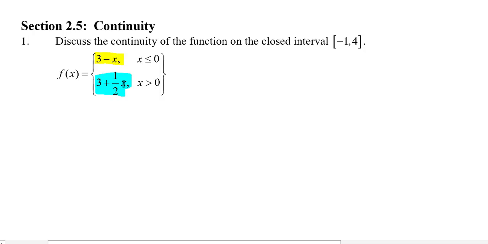I could go ahead and graph these probably faster by hand than I can using a graphing calculator. So let's just take a look at what that is. I'll do the closed interval after I get the entire graph. My piecewise functions are separating, or there is a break at x equals 0. So at x equals 0, I'm going to stop each graph. I'm just going to draw the whole thing, and then when I'm done, I'll erase the part that I don't want. So I want to draw the line 3 minus x.